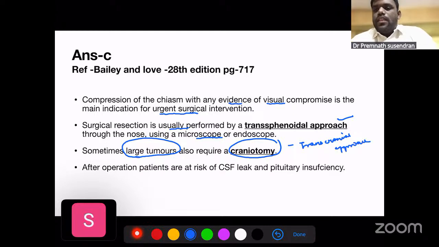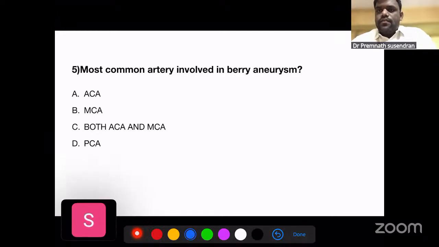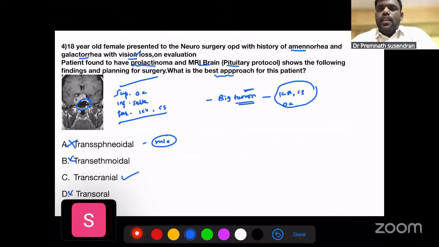After operation, the patients are at risk of CSF leak and pituitary insufficiency. That is post-operative complications. So here, the patient presented with a hormone secreting pituitary adenoma, a very large tumor. The best approach for the patient is transcranial. The commonly used procedure is transsphenoidal for an average or small size pituitary adenomas.